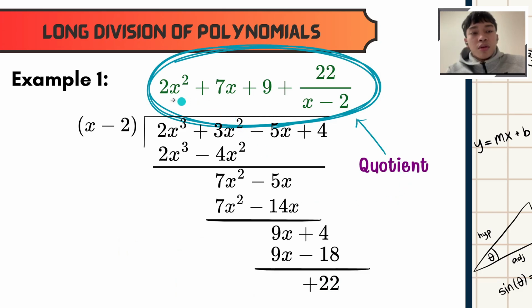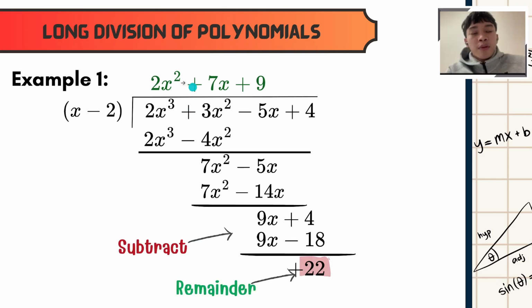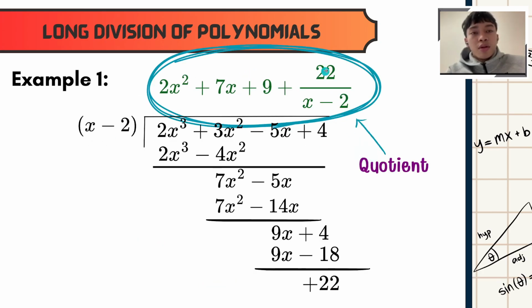This one is not the final answer. You have to put 22 over the divisor, so 22 over x minus 2. And this is the final answer: 2x squared plus 7x plus 9, plus the remainder over the divisor.